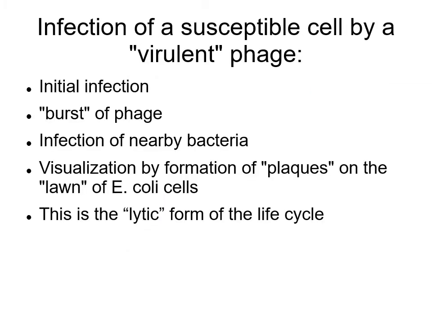Now we're going to describe a general scheme of infection of a susceptible cell by what's called a virulent phage. Okay, a virulent phage is one that's going to kill the susceptible cell. So what happens is you infect the cell by means of interaction with the phage particle itself, produce a burst of phage as the initial cell lyses and dies, and that leads to infection of nearby bacteria, which can be visualized later by the formation of what are called plaques on a lawn of E. coli cells. So this is the lytic form of the cell cycle.